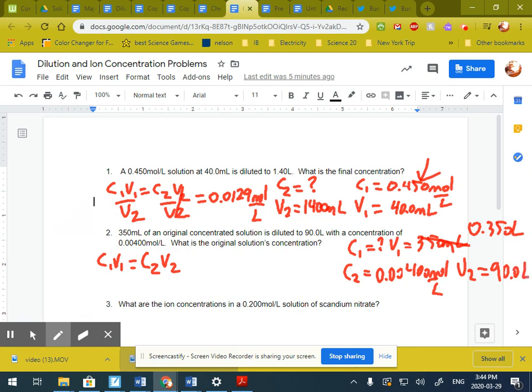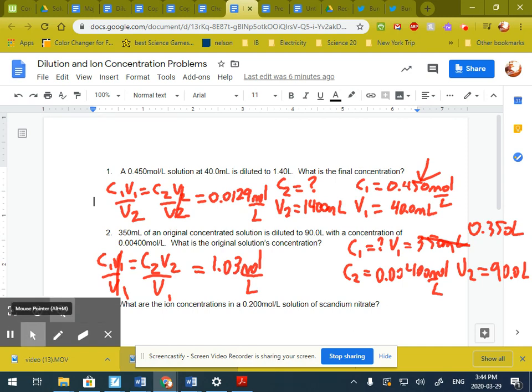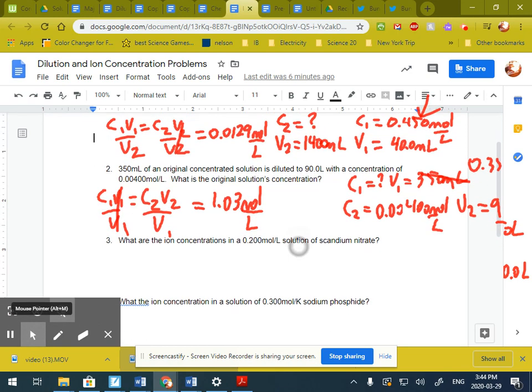Perfect. Yeah, so I just converted my milliliters to liters, solving for C1. Divide both sides by V1, and now I can plug my numbers in. So C2, 0.004 times 90 divided by 0.350. Okay, I get to 3 sig figs, 1.03 moles per liter. Awesome. Okay, moving on to the next problems.